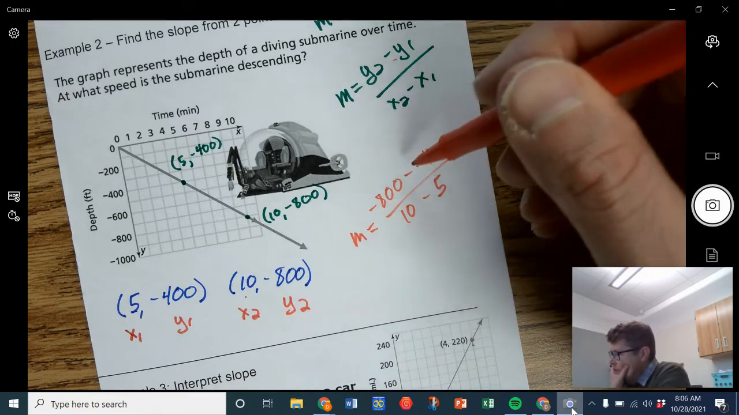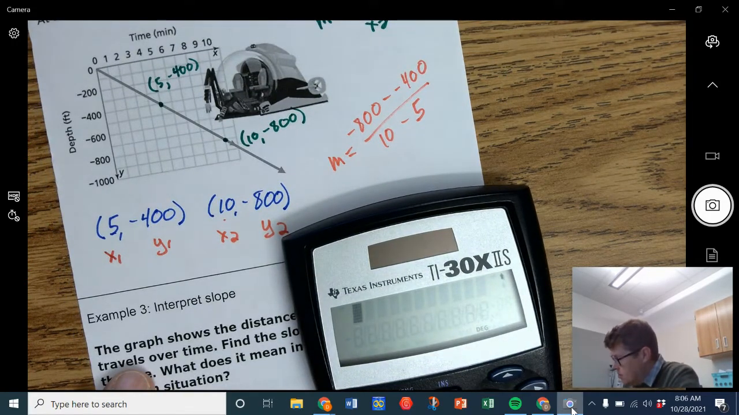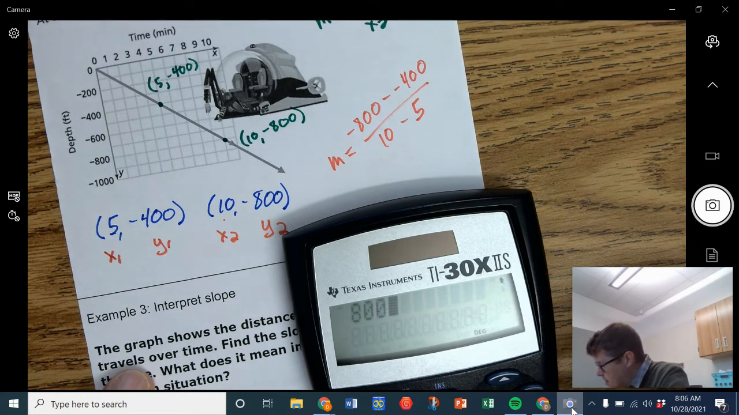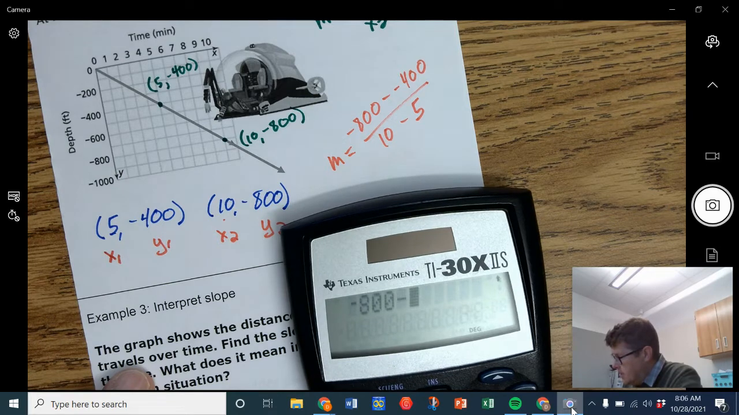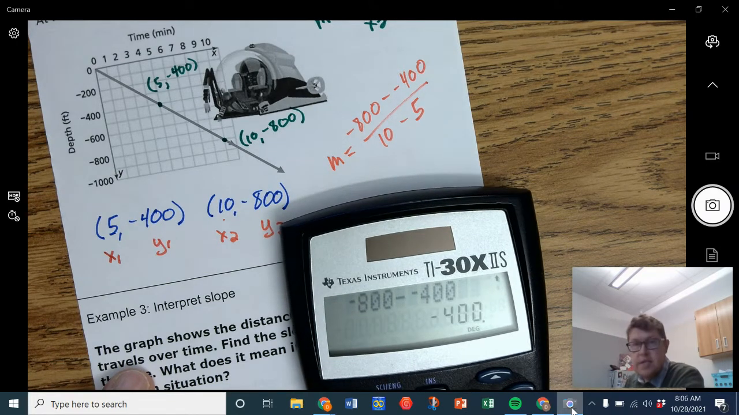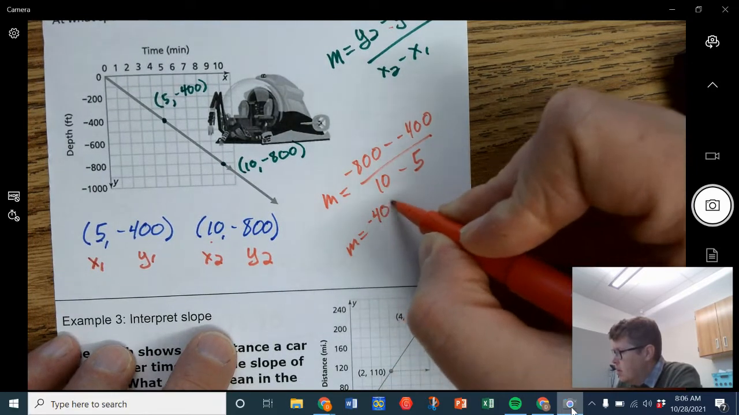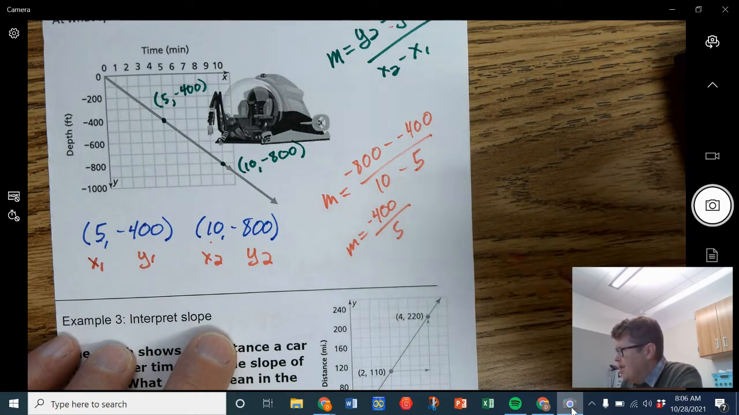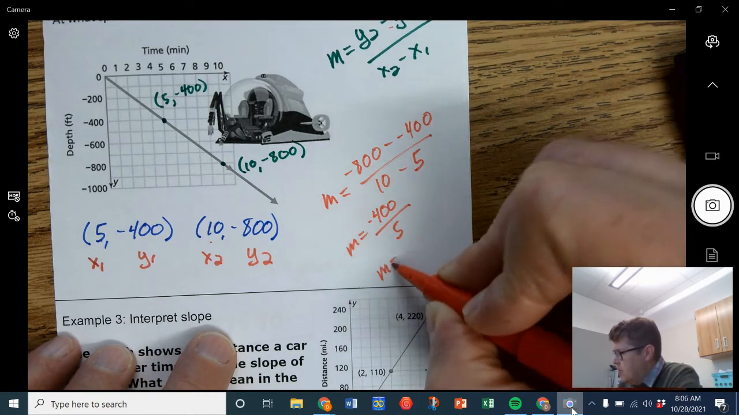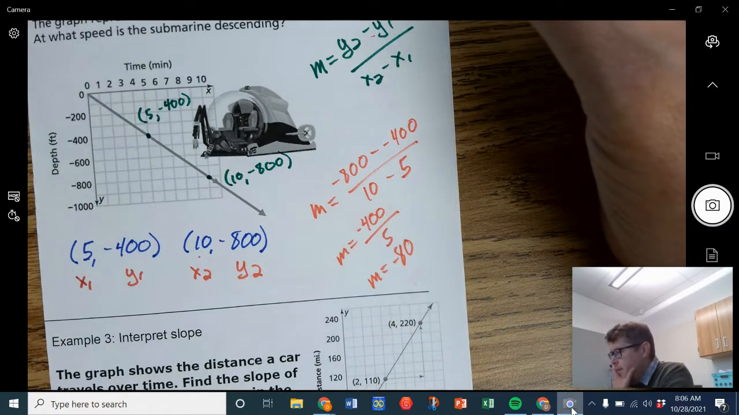So let's see, negative 800 plus 400. I'm just going to put that in my calculator. I know it's going to be negative 400, but it doesn't hurt to double check. Boom. So negative 800 minus a negative 400 gives us a negative 400 on top, and then 10 minus 5 is 5. And when we divide that, we end up getting, is that 80? Yeah, that's 80. So m equals negative 80, which in this case is 80 feet per minute.